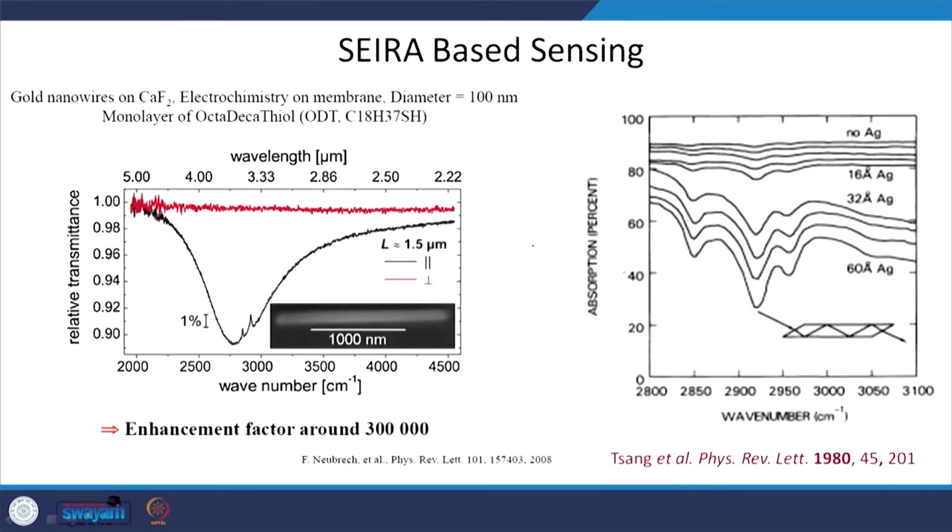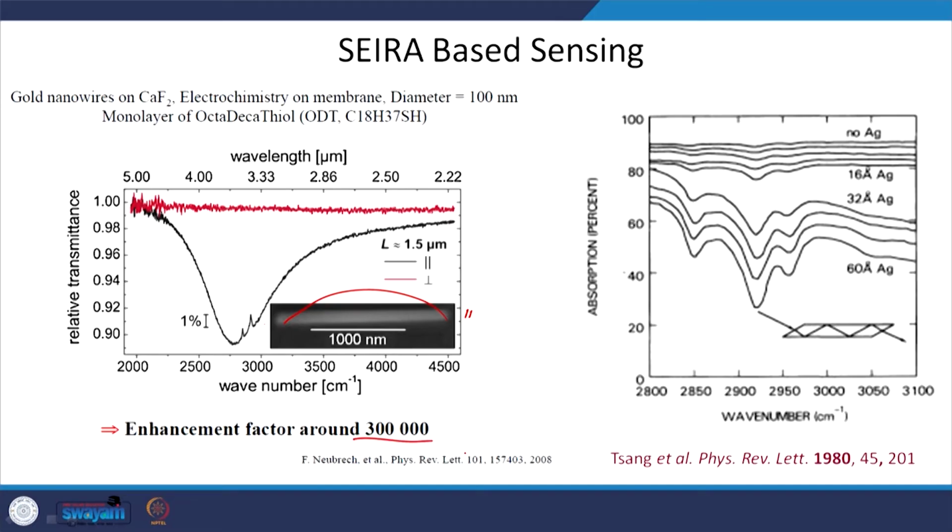If you want to use it for sensing, I have shown a couple of examples here. Suppose this is the rod and you have a parallel excitation like this, here you do not see it, but if you have a perpendicular excitation like this, then you have lambda by 2. So, it is like an antenna. When you have an antenna-like structure, you can see that this black curve shows enhanced relative transmittance. So, it means absorption is high in this particular range, and the enhancement factor was about 3 lakhs.